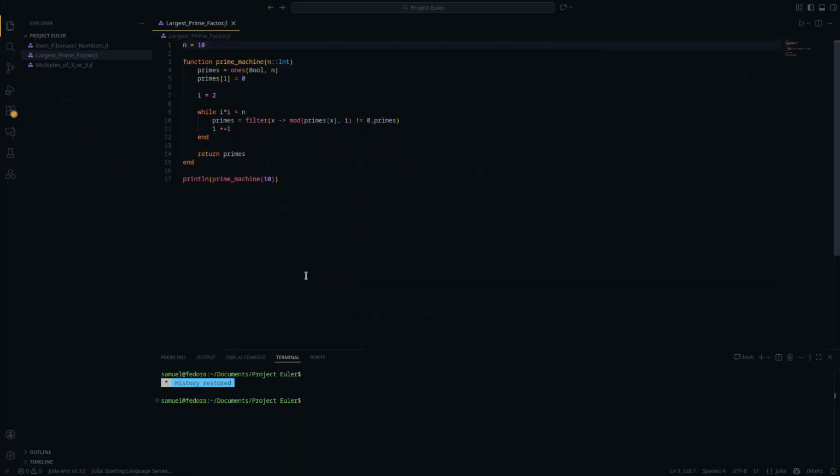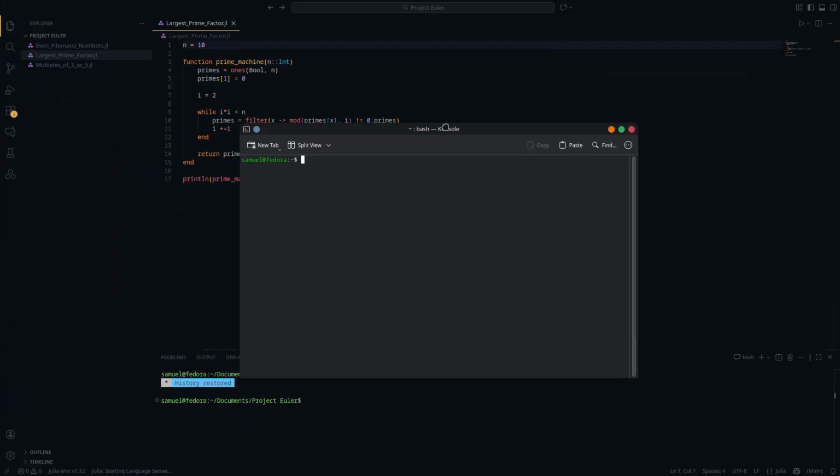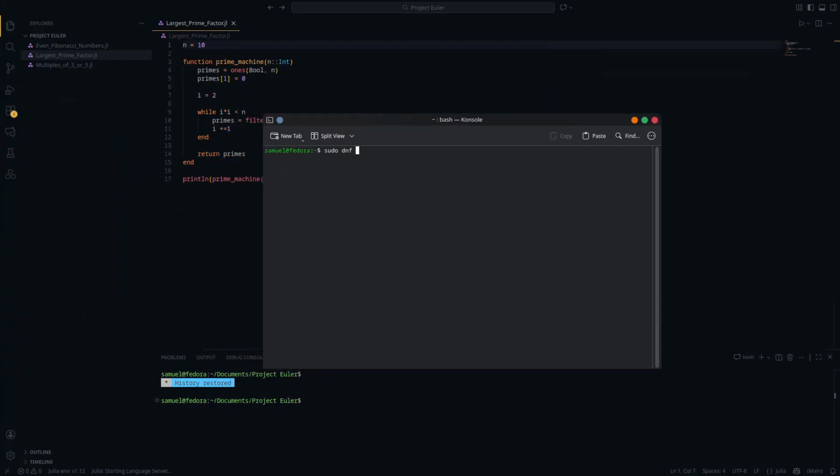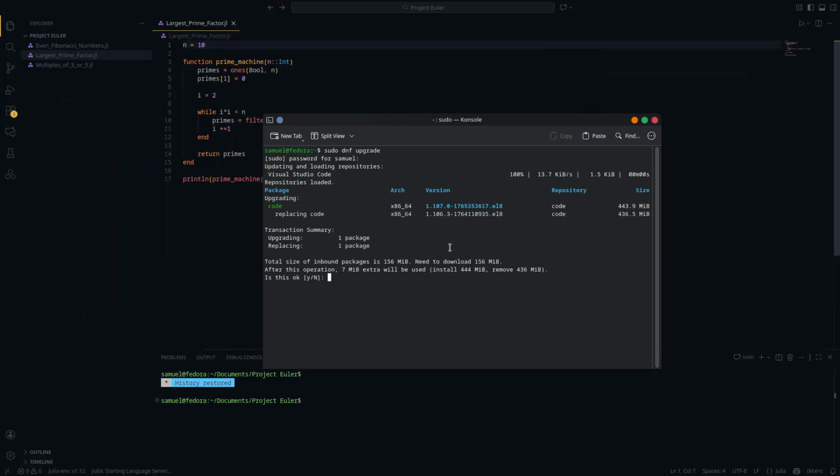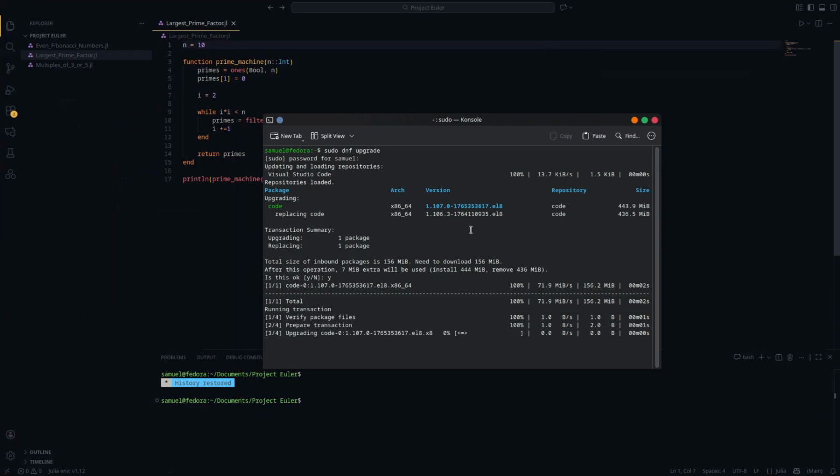Also, if you are wondering, yes, I'm using Linux. If you're wondering which distro specifically, yes, it's Fedora. Yes, I already upgraded my packages. This is just a proof that it is actually Fedora. And if something pops up, that, wow, fair play. Okay, fair. But yeah, it's Fedora Linux, KDE Plasma because why not?